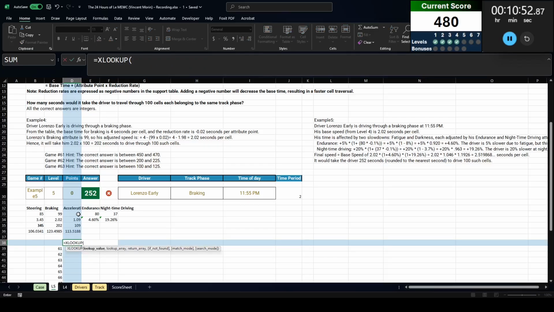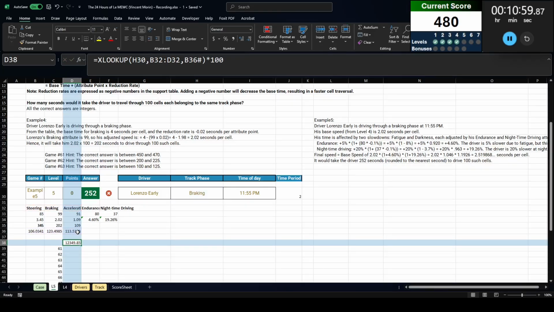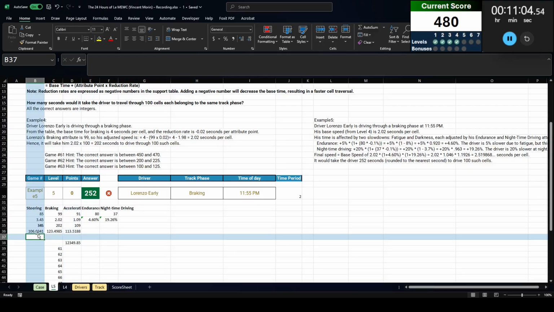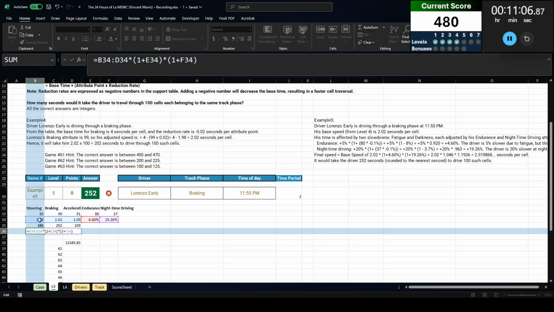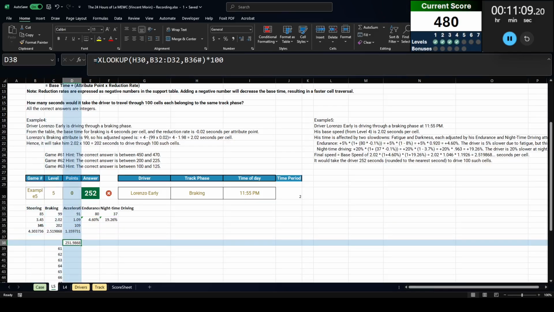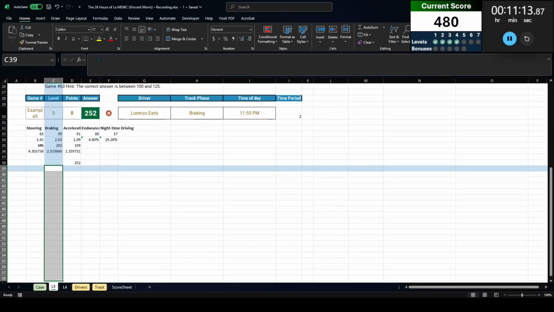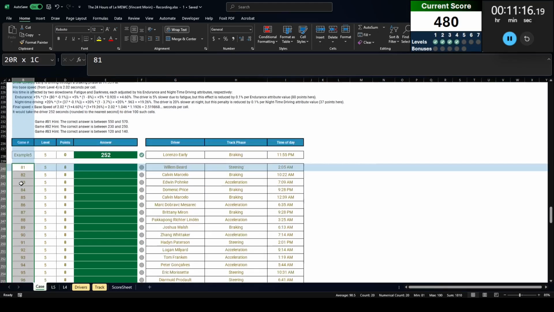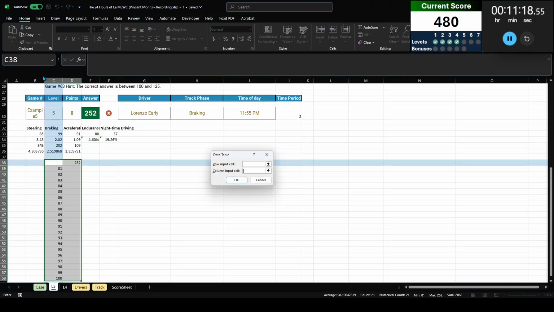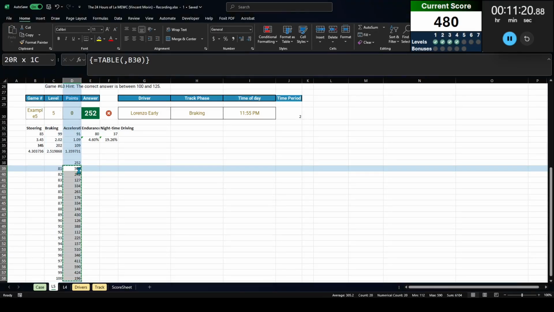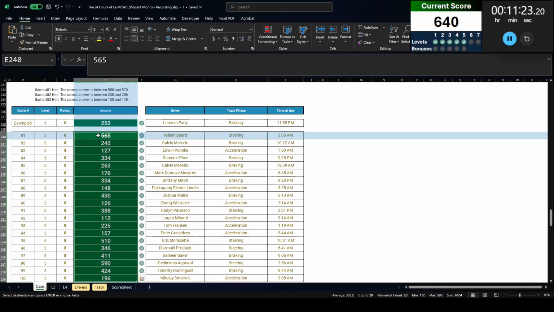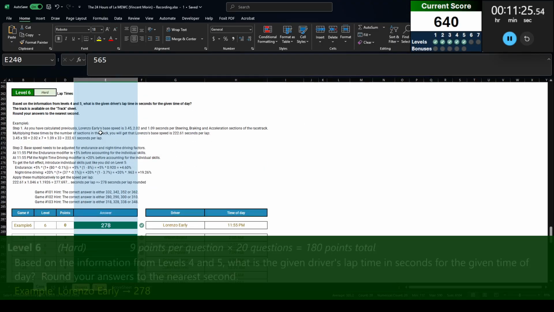And then XLOOKUP the track phase against these 3, return those 3, and then multiply that by 100 there. Ooh. No. Blue bar should be here. There we go. Okay. Round that to 0 digits. These numbers are different. We're starting with number 81 now. Excellent. See if these line up. Awesome. All right. Level 6.